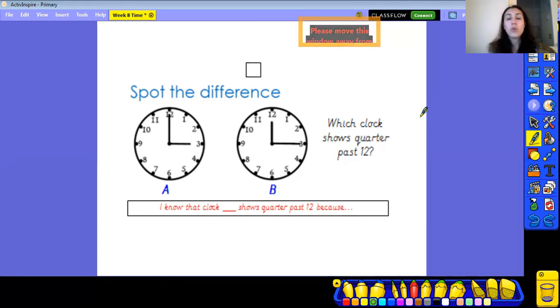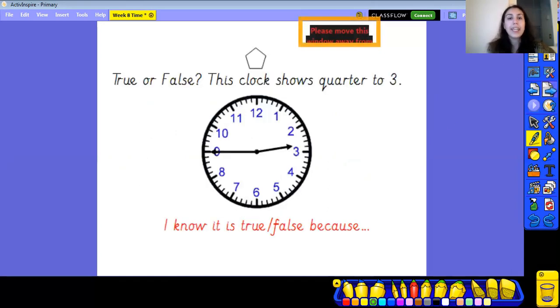Which clock shows 12:15? So you just need to have a look at the clocks and use this sentence starter. I know that clock A or B shows 12:15 because, and explain why the hands are right on that particular clock. And again, the pentagon question is a true or false. So this clock shows 2:45. I know it is true, or I know it is false because.